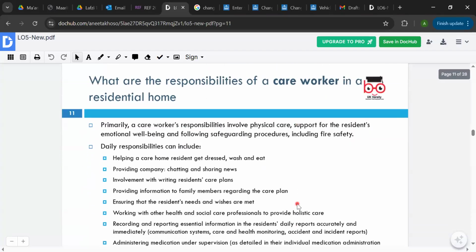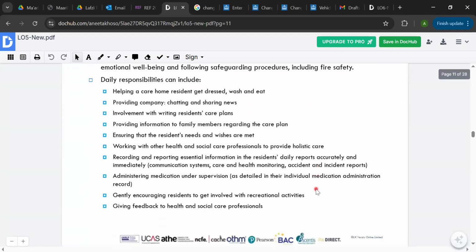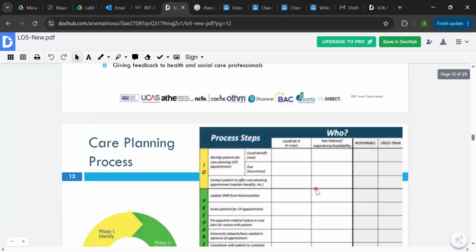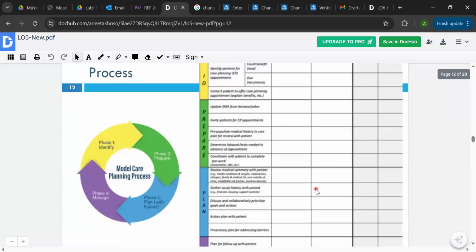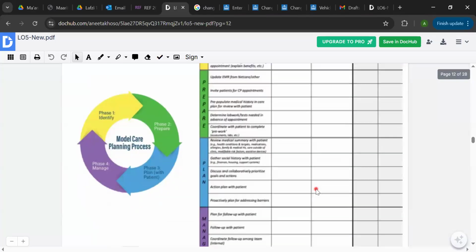What are the responsibilities of a care worker? We had talked about all of this. A care worker helps at home, getting dressed, providing company, chatting and sharing news, involvement with writing residents' care plans, providing information to family members regarding the care plan, and ensuring that the residents' needs and wishes are met. I think we've done all of this earlier. So we were on the care planning process, and I had discussed this as well.